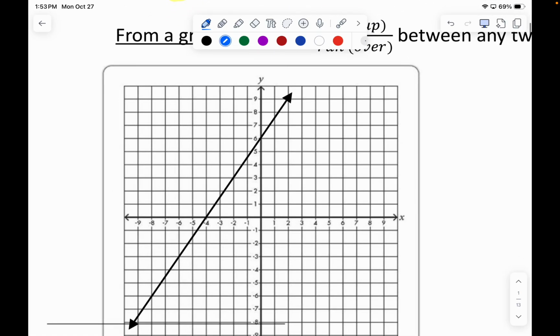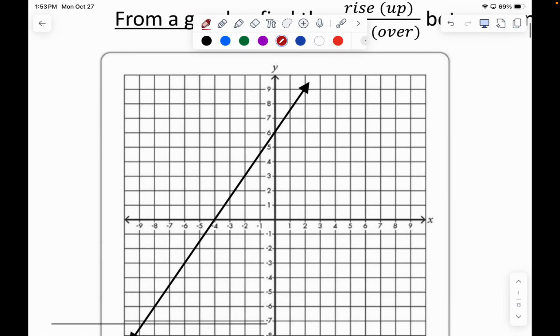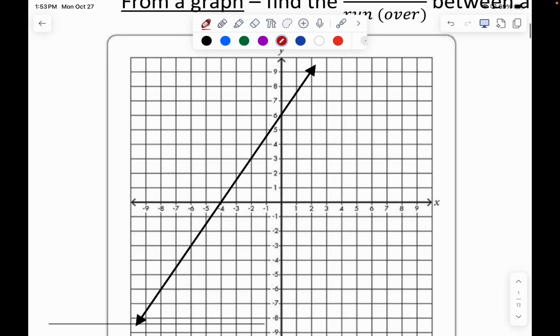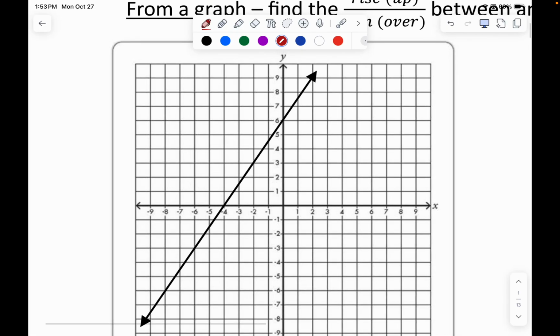When I say between any 2 points, when I say a point on a graph, what am I talking about? Where's a good point on this line? Okay, so Caden said 0, 6. Good. Did you say one?